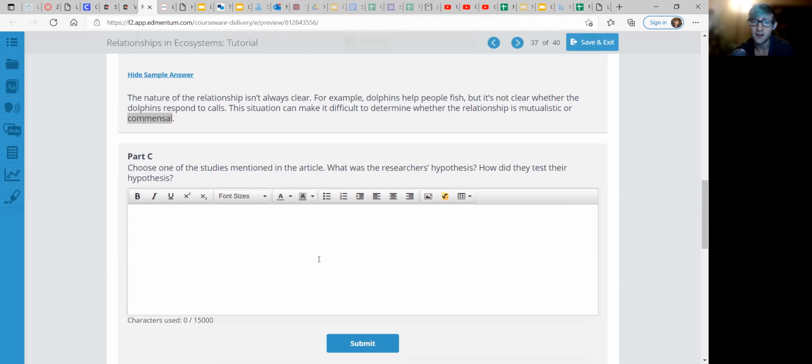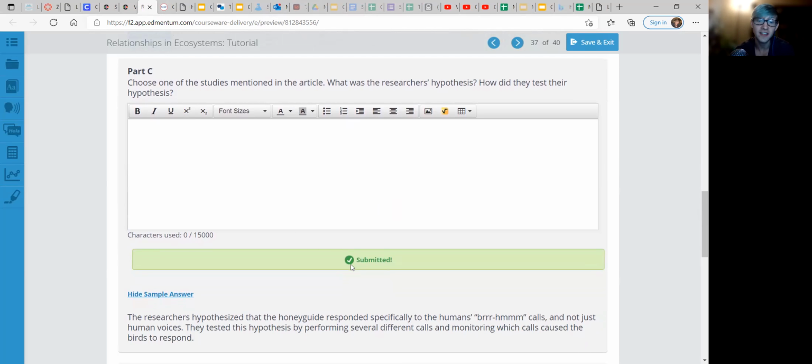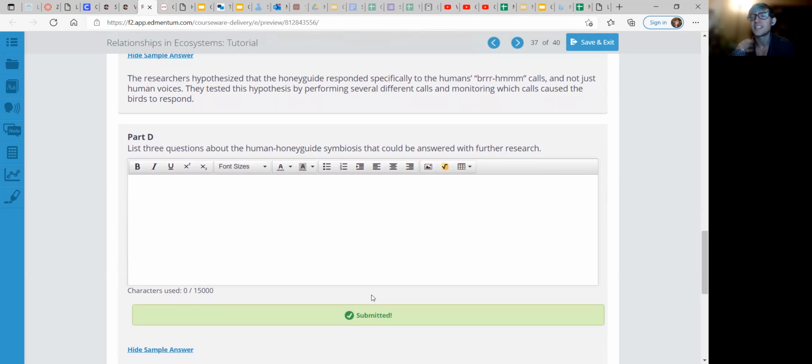Choose one of the studies mentioned in the article. What was the researcher's hypothesis? How did they test their hypothesis? Well, the hypothesis was that the honey guide responded specifically to the human's sound and not just the human voices. They tested this hypothesis by performing several different calls and then monitoring those calls and seeing which calls caused the birds to respond. And hypotheses have to be testable. A hypothesis tries to explain in a logical way and using observation why something occurs, and then you have to be able to test it. And that makes a hypothesis a hypothesis.